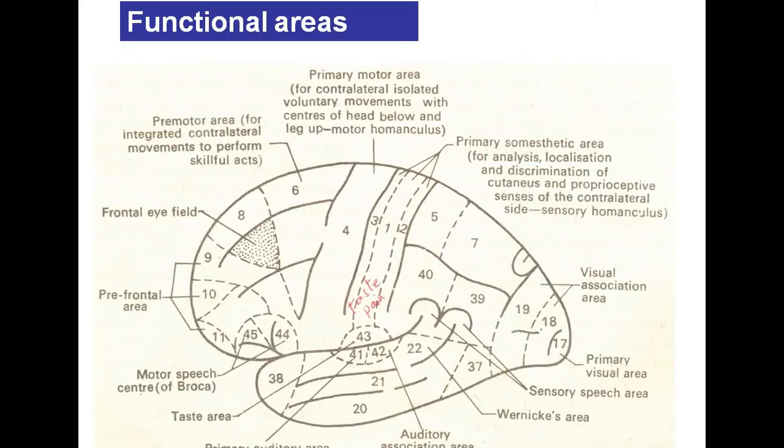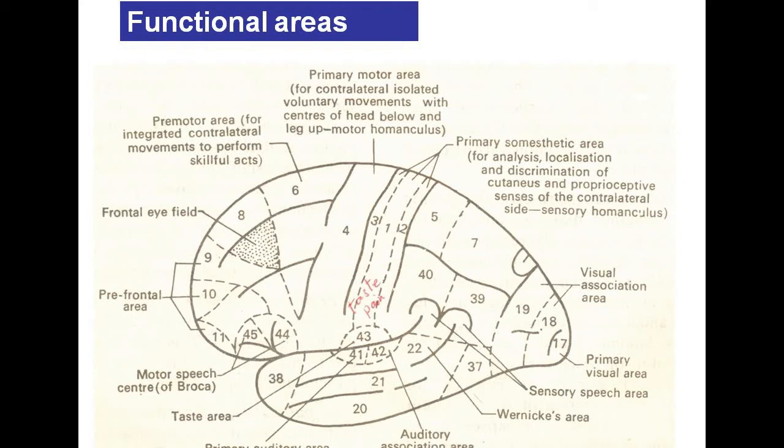Next we'll go to the functional areas, or cortical areas, of the cerebral cortex. There are three basic functional divisions of the cerebral cortex. Number 1, motor area. Number 2, sensory area. Number 3, association area. So we'll see the motor area first.